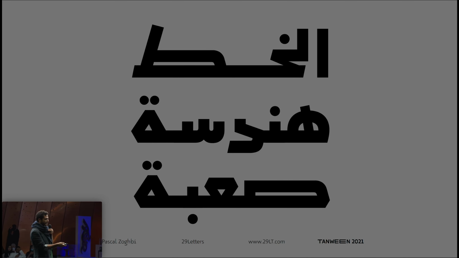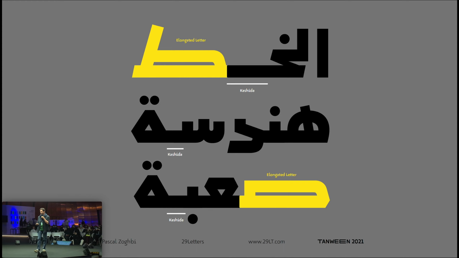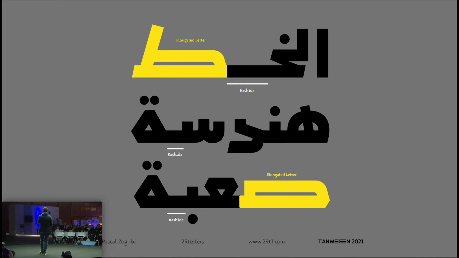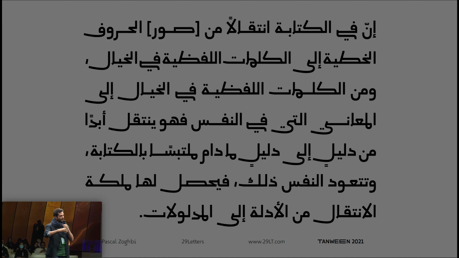So here you see the word al-khat handasa sa'ba without this, all fixed. And here you can see that we used the two techniques. We used the kashida and we used the elongated letters to allow these three words to be aligned perfectly. If we didn't have the elongated section, the kashidas would be much longer, and it might look a bit less balanced than it is now. So here again, a longer text, and here you can see the kashidas and the extended text. And this also we took to the Latin.